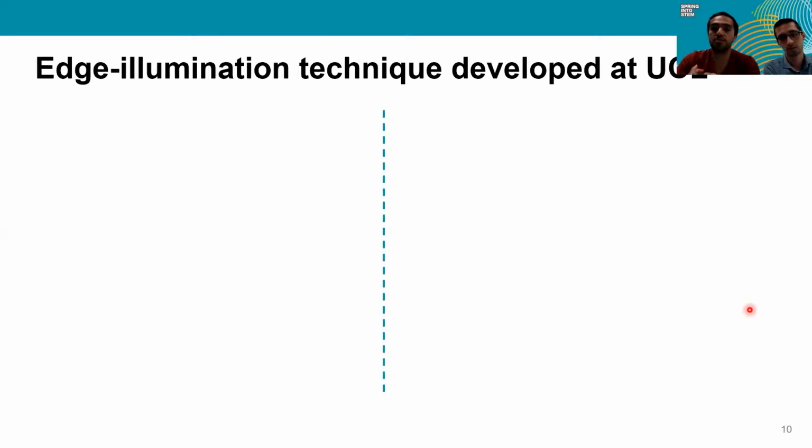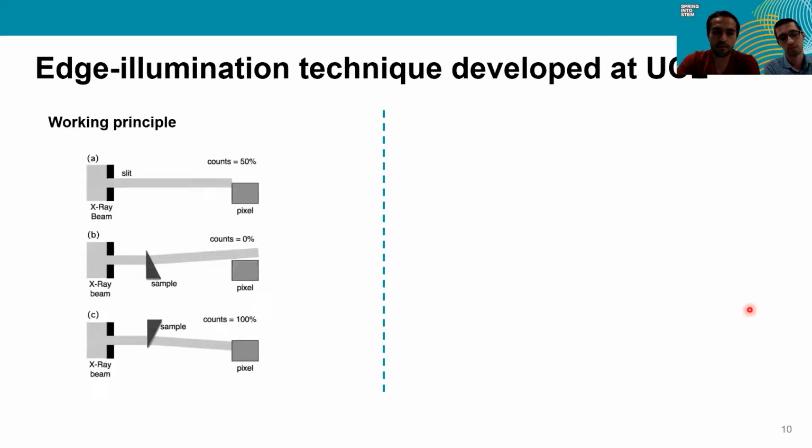The technique is called edge illumination, and its basic working principle is to collimate the original X-ray beam into very small beamlets of the order of microns. These beamlets are much more sensitive to refraction, which allows us to turn this refraction into a change in intensity.